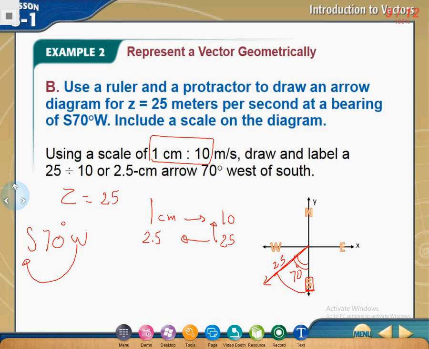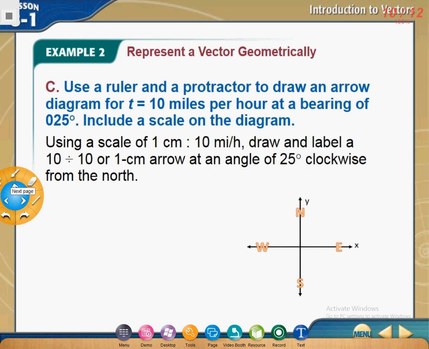Let's start with another example. You have 1 minute to try to solve it. Okay, did you finish? Good. So we have 10 miles. We want to represent each 10 miles with 1 centimeter. It's up to you. Okay.